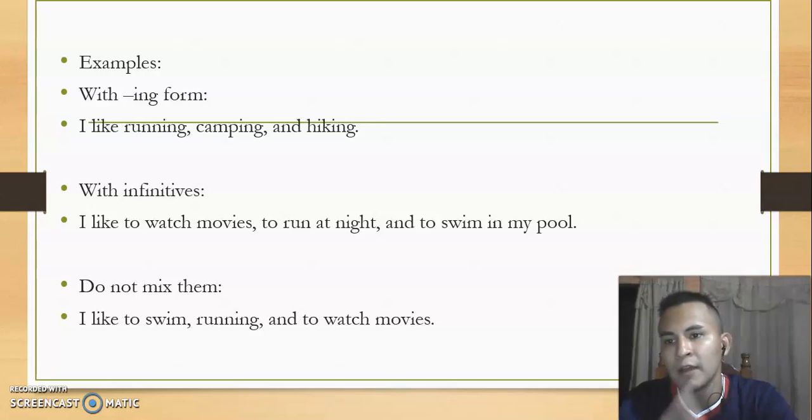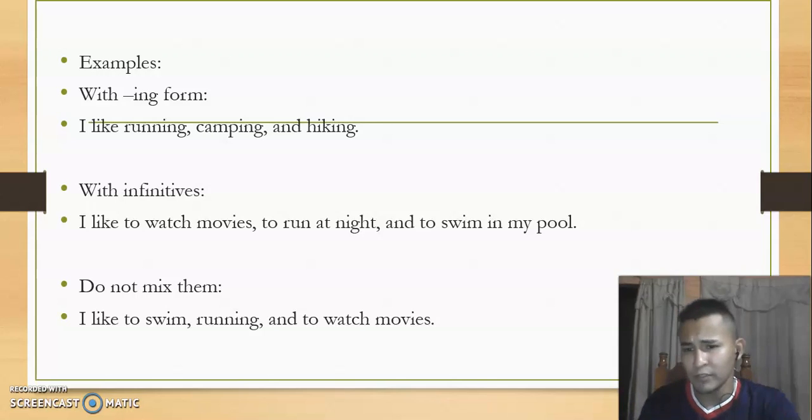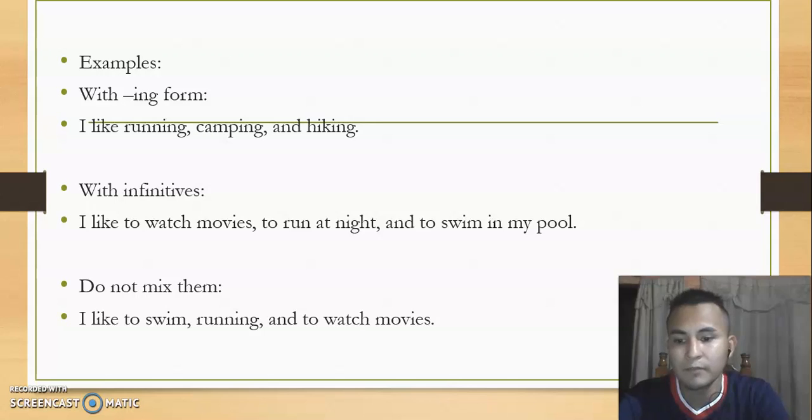First, we have with the ing form, I like running, camping, and hiking. With infinitives, we have I like to watch movies, to run at night, and to swim in my pool. But it's important not to mix them because you are going to create an incorrect structure of different grammar rank. Like this one, I like to swim, running, and to watch movies. This is incorrect because it's not following the rules created by the grammar studies and the syntax studies.